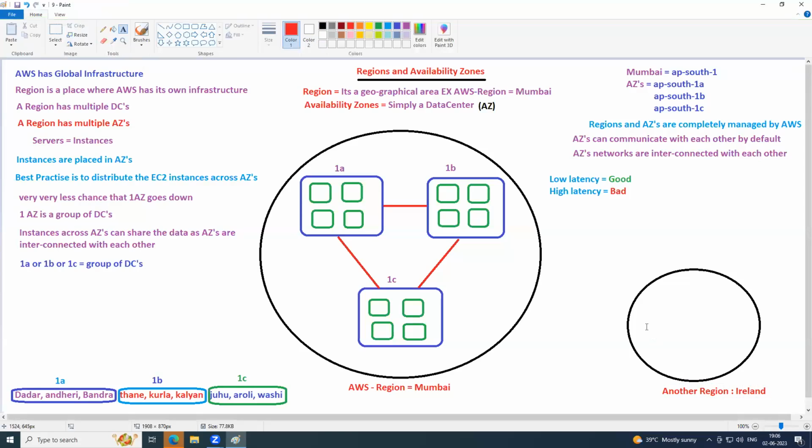Yes. So Ireland will also have availability zones inside it. How many availability zones? Do we need to worry? No, but a minimum of 3 will be there, or 2. So I'll keep it as 4. I have 4 availability zones: 1, 2, 3, 4. And all these 4 availability zones are interconnected with each other.